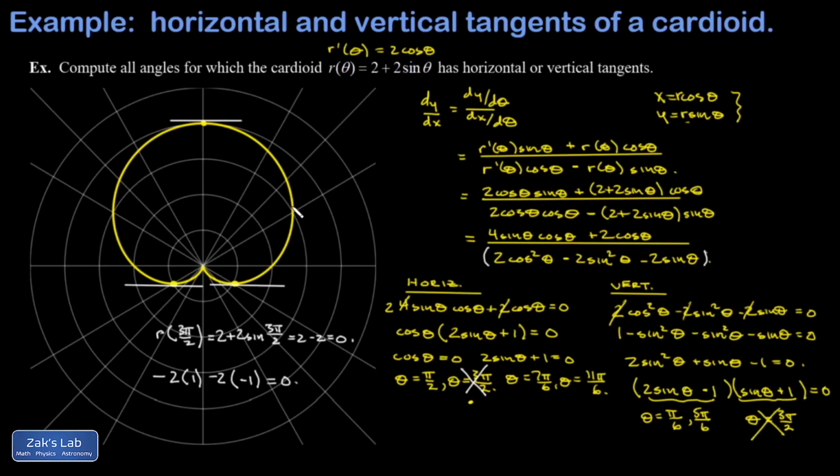Then when I go to the graph and look at theta equals pi over 6, that's right here. That looks pretty good for being a vertical tangent. And finally, I look at theta equals 5 pi over 6 right here. And there's our last vertical tangent line.